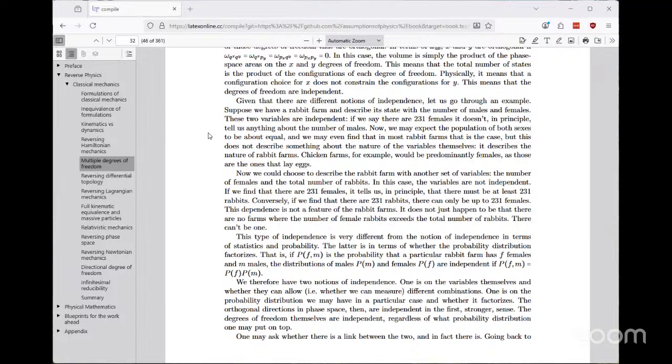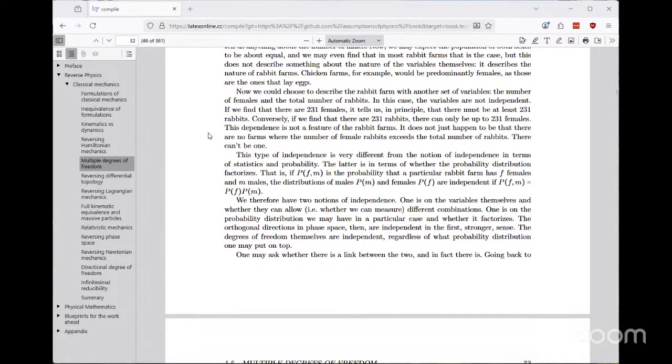Now we could choose to describe the rabbit farm with another set of variables, the number of females and the total number of rabbits. In this case, the variables are not independent. If you find that there are 231 females, it tells us in principle that there must be at least 231 rabbits. Conversely, if we find that there are 231 rabbits, there can only be up to 231 females. This dependence is not a feature of the rabbit farms. It does not just happen to be that there are no farms where the number of female rabbits exceeds the total number of rabbits. There can't be one.